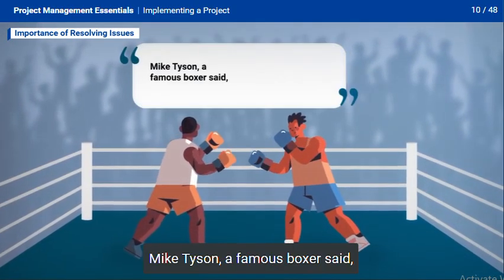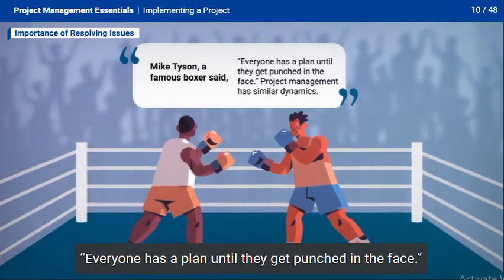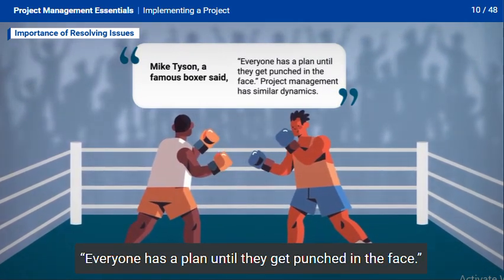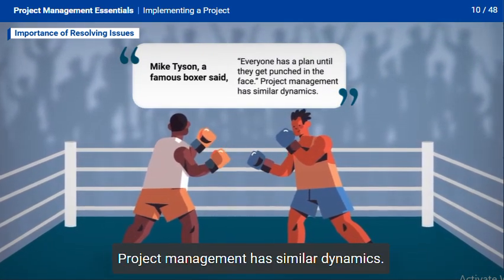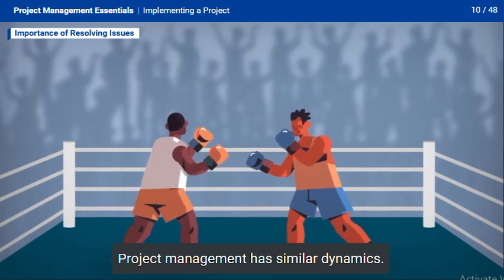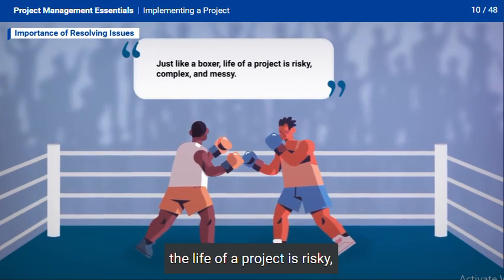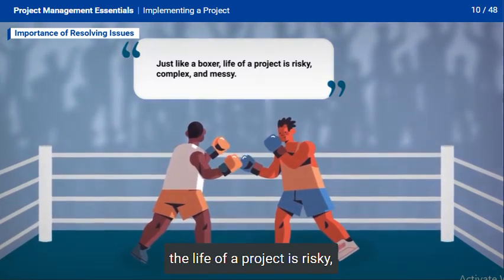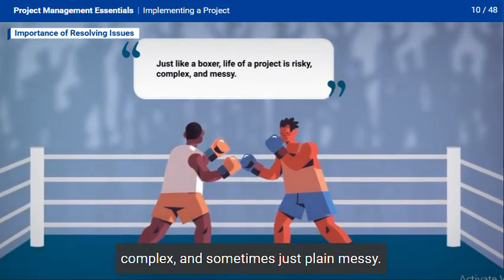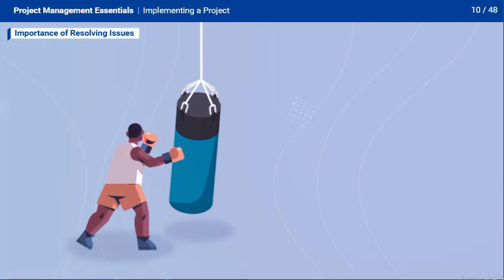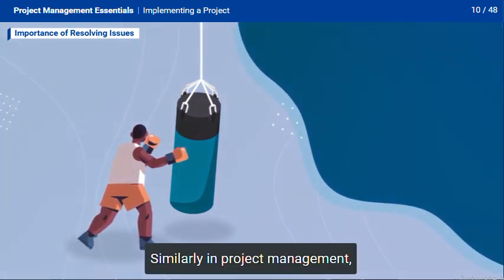Mike Tyson, a famous boxer, said, "Everyone has a plan until they get punched in the face." Project management has similar dynamics. Just like a boxer in the ring, the life of a project is risky, complex, and sometimes just plain messy.